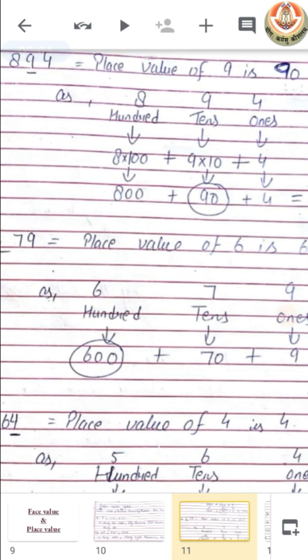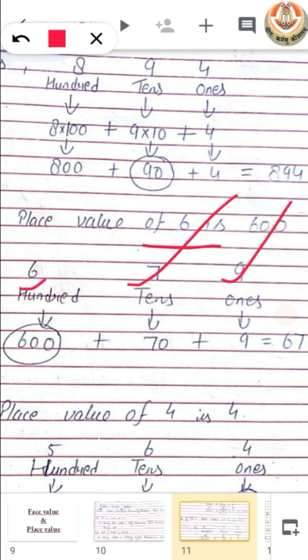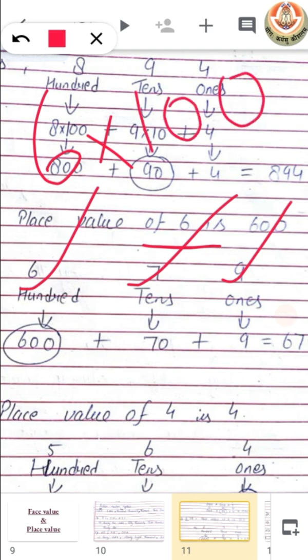Let's see another example. In the case of 679, we have to find the place value of 6. First we have to see, according to the number system, what is the place value of 6. So let's count ones, tens, hundreds. That means 6 comes in the hundreds place. So because 6 comes in the hundreds place, we have to multiply it with 100. So we get the answer 600.